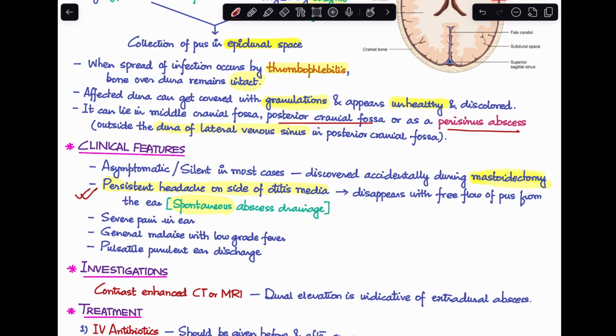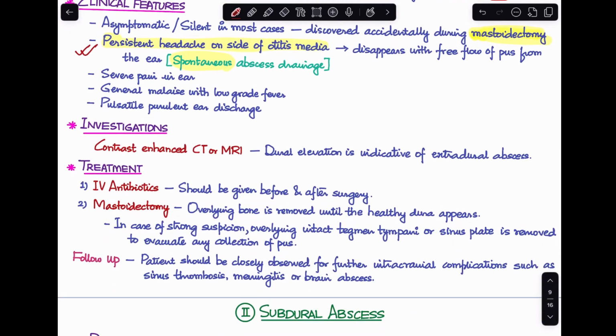How do we investigate the case? We have to perform a contrast enhanced CT or an MRI scan. We'll see a dural elevation, which is indicative of extradural abscess. Coming to the treatment, you should definitely start IV antibiotics before and after the surgery, and you'll have to perform mastoidectomy.